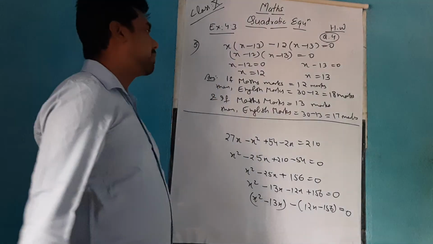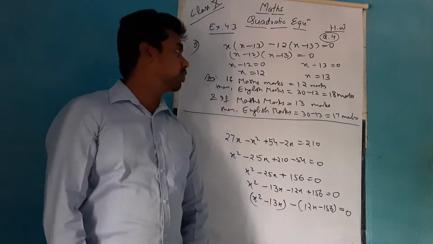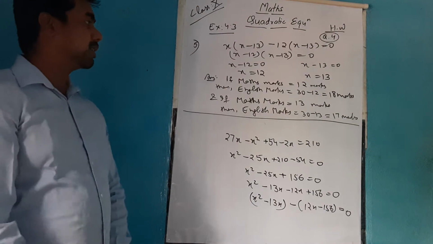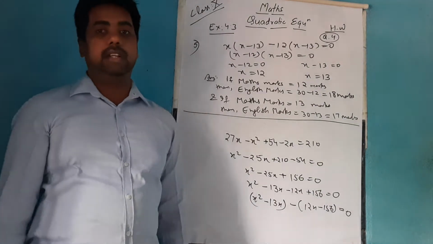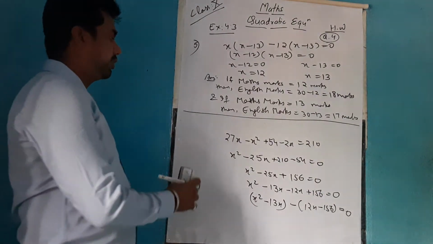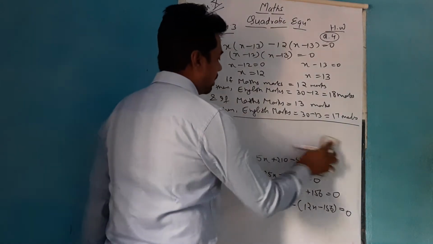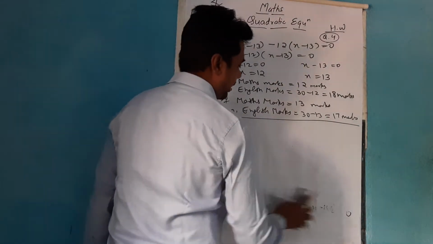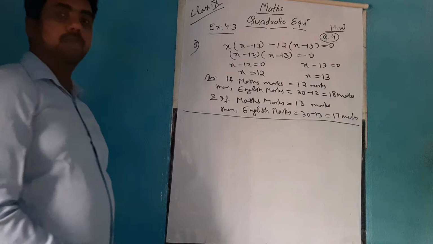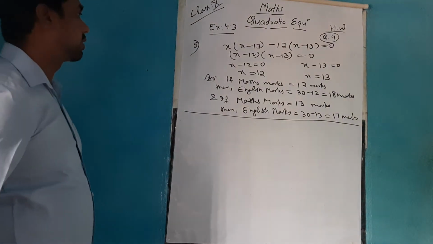So if the maths marks is 12, English is 18. If maths marks is 13, then the English is 17. This is question number 5. I hope this question is now clear. Now moving on to question number 6.